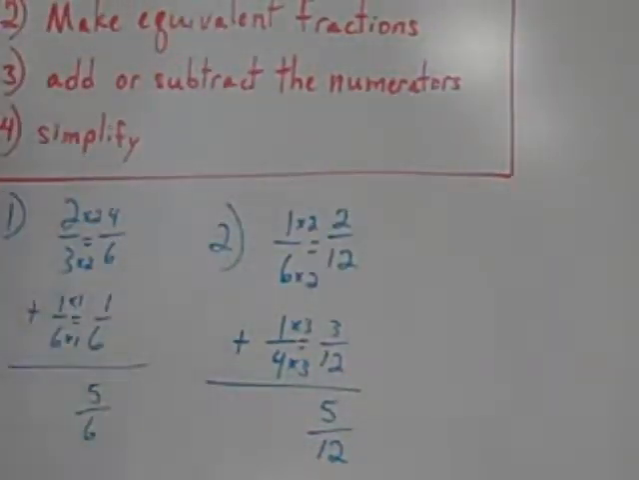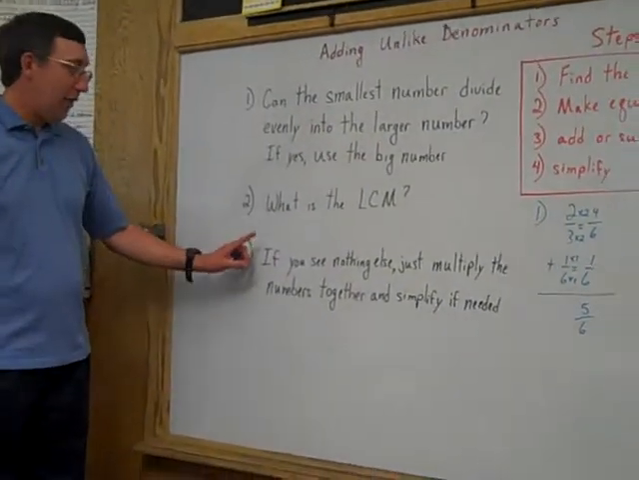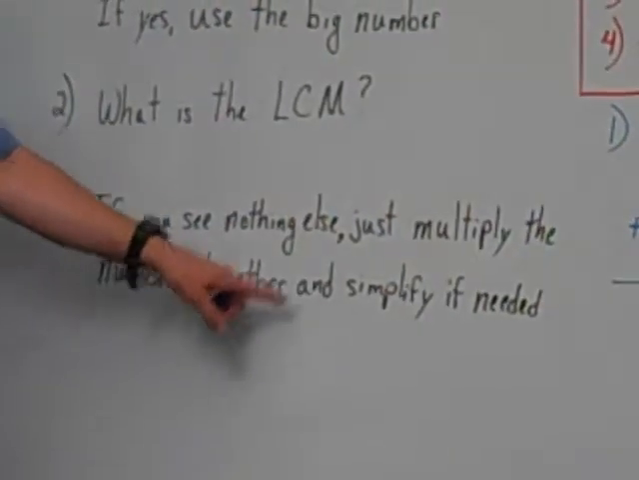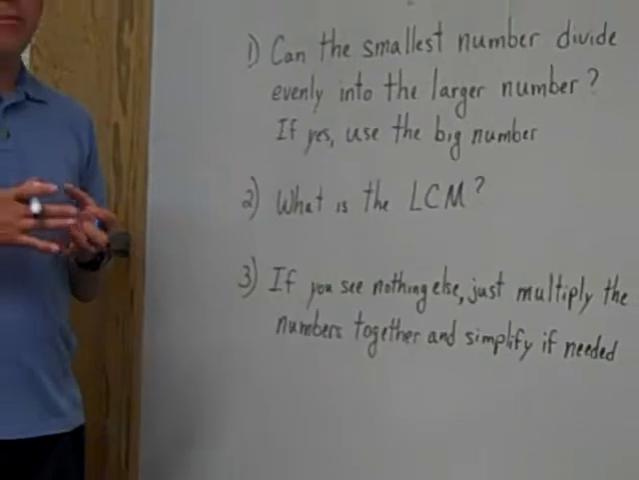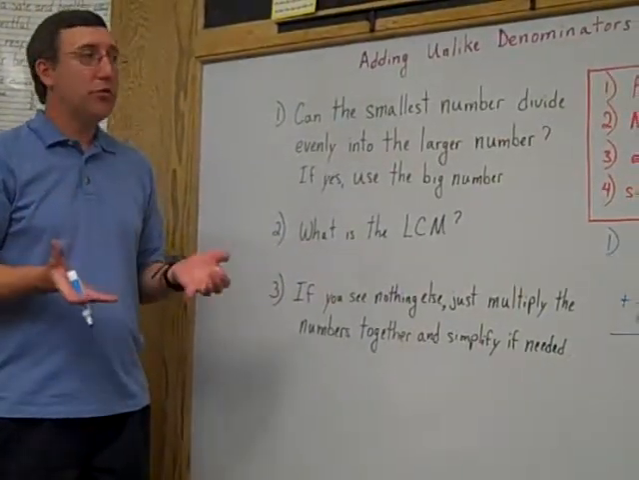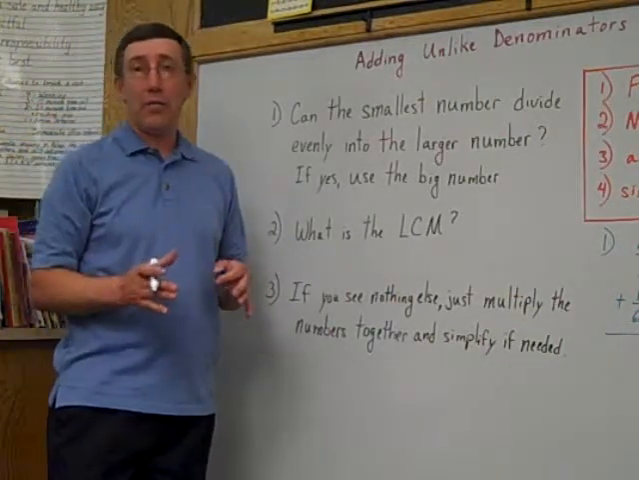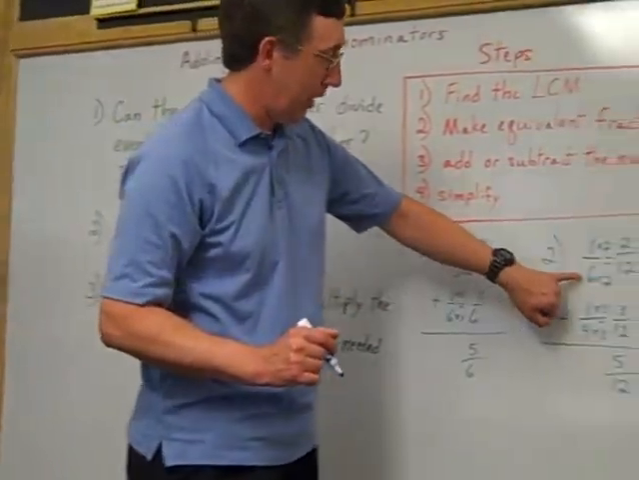Now, let's go back to her 24 that she suggested. That has to do with rule number 3 over here. If you see nothing else, just multiply the numbers together and simplify if needed. So in other words, if your denominators are unlike, they're different, and you don't see any common denominator, you may always multiply them together.